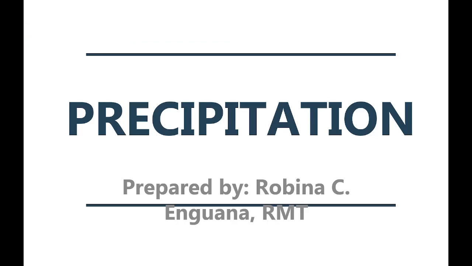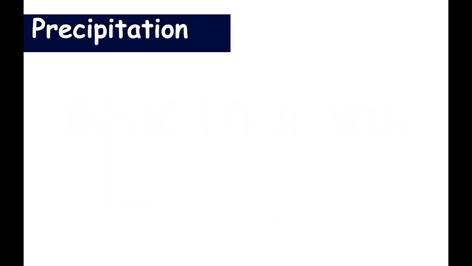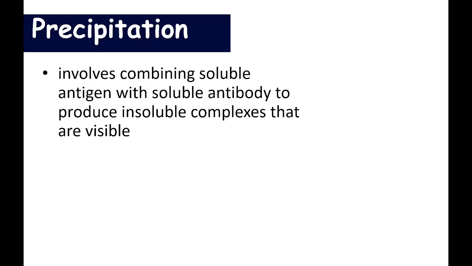Hi there. For this session, we will be discussing precipitation and precipitation techniques. First, let's define precipitation. Precipitation is a process which involves combining soluble antigen with soluble antibody to produce insoluble complexes that are visible even to the naked eye.